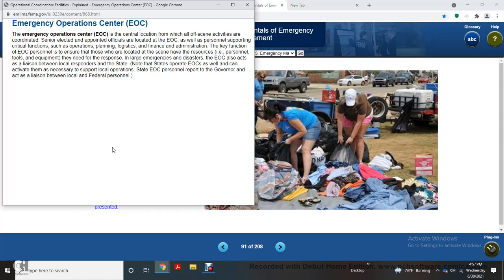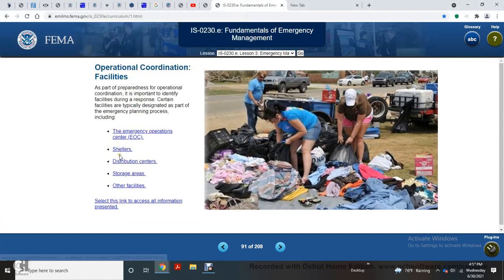The Emergency Operations Center also acts as the liaison between local responders, state operations, and emergency operations centers, as well as coordinating with them as necessary to support local operations. State emergency operations center personnel report to the governor and act as liaison between local and federal personnel. Shelters.